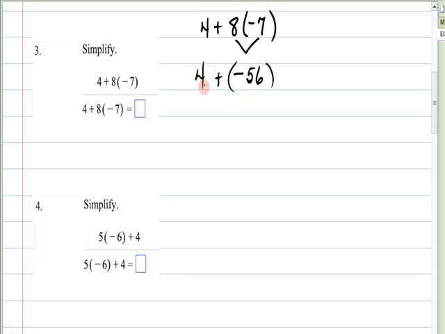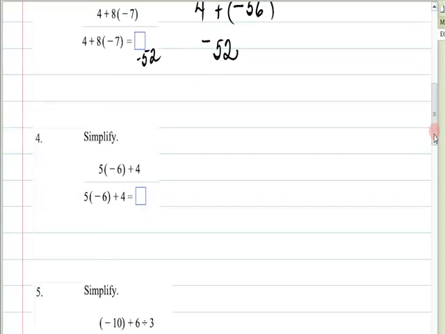And I have 4 plus negative 56 now. All right, addition rules. In my mind, I'm having to hop from set of rules to set of rules. When one's positive and one's negative, I subtract. 4 from 56 gives me 52. The bigger one was the negative, so I get negative 52. So I use the multiplication rules, then I use the addition rules. Number 4.